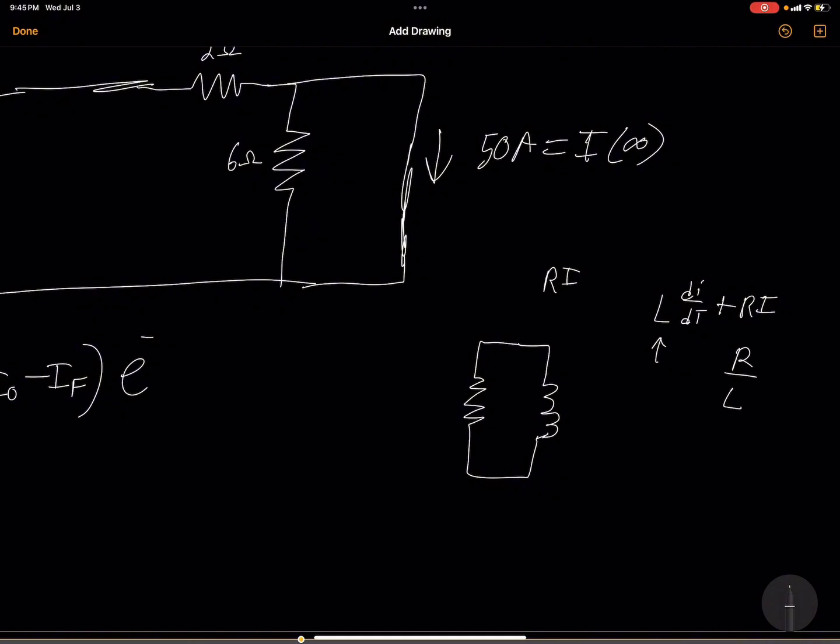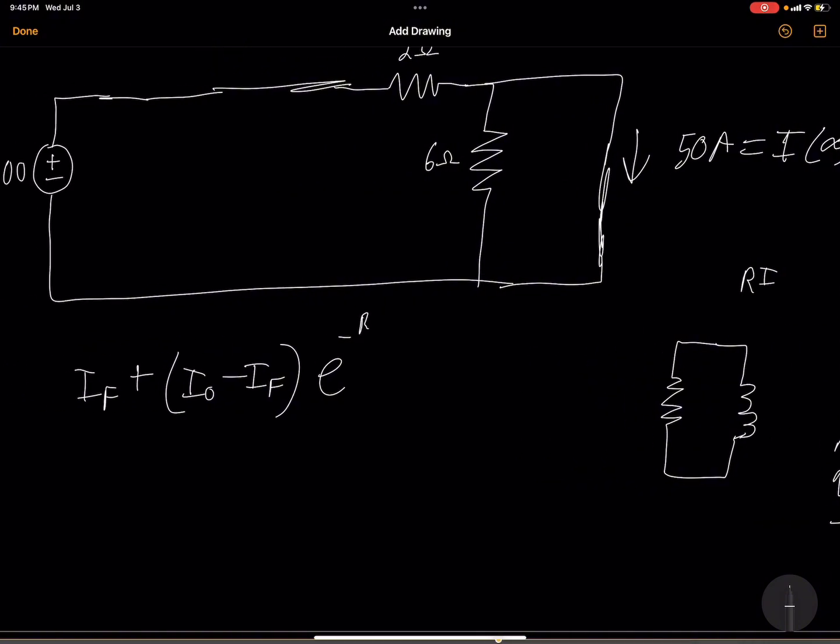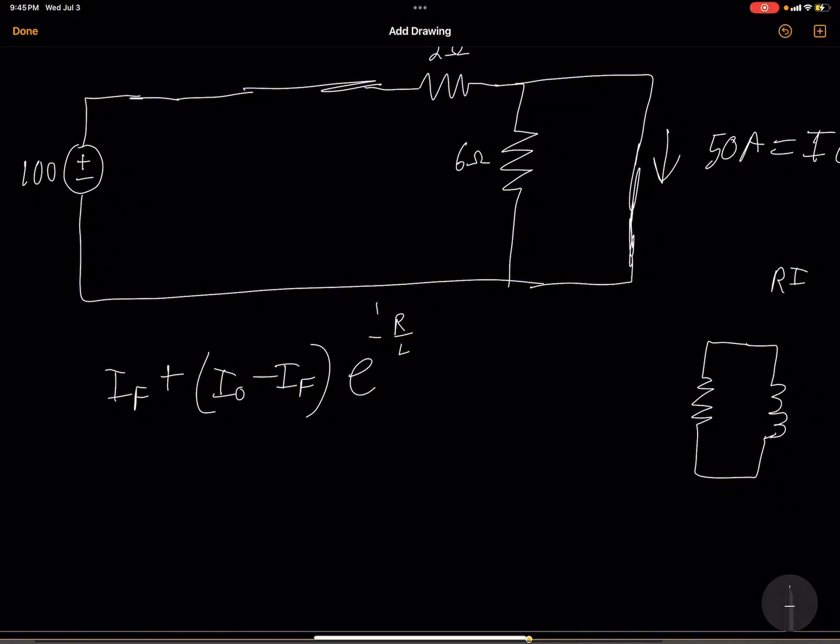If you remember differential equations, it's going to be M plus R over L. Subtract the R over L to solve for M. Negative R over L. Oh, we found it. So we get R over L. And if you saw I wrote negative R over L over here, that's where this negative came from. So times T, E to the MT.